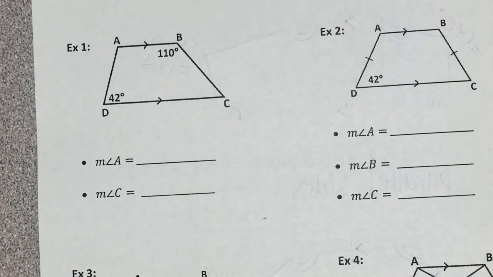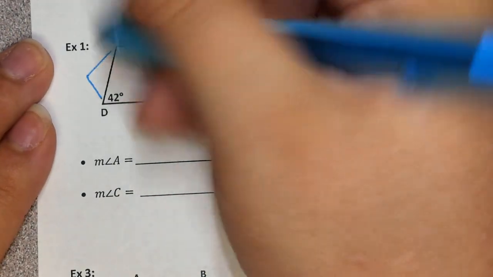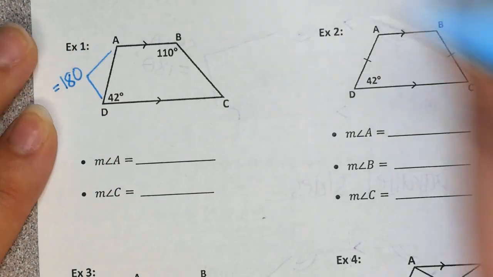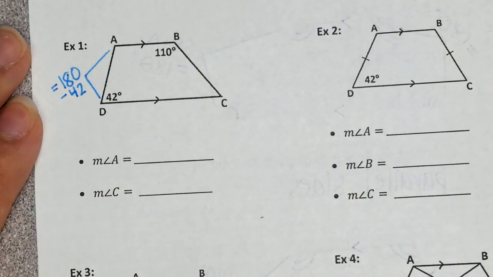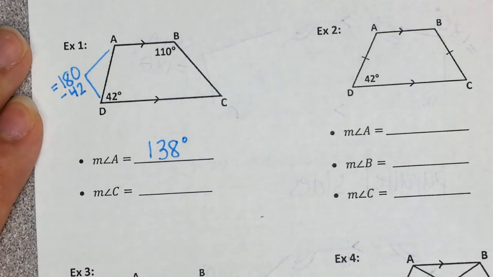Number one gives you angles B and D, and it gives you the parallel lines. What do I know? You don't really know that. 180 minus 42. Do y'all agree these two together are supplementary? So 180 minus 42 is 138 degrees.